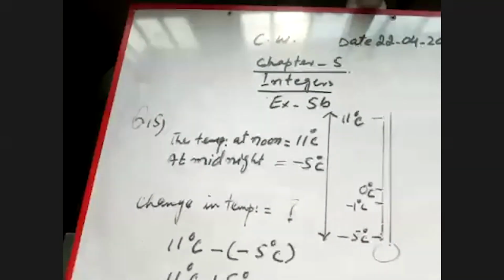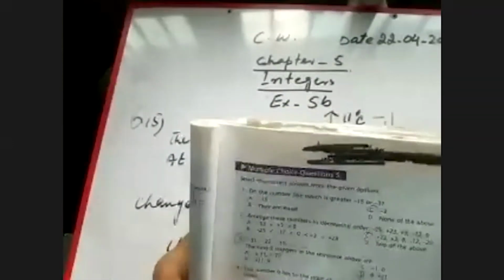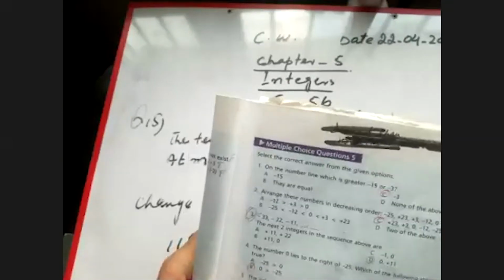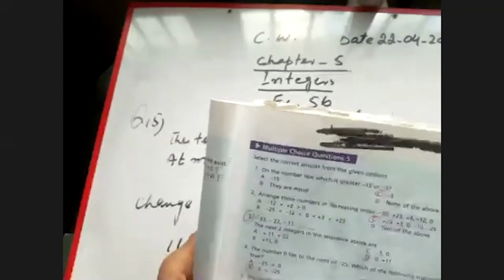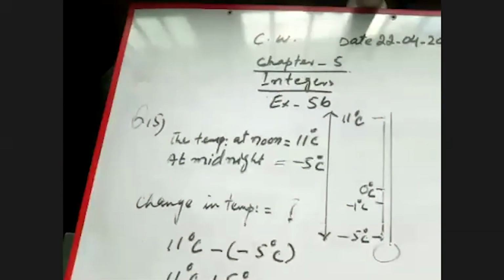In the book, select the correct answer from the given options on the number line. Which is greater, -5 or -15 or -3? So obviously -3 is the greater figure. C is the correct answer. A option is -15, B is they are equal, C is -3, and D is none of the above.